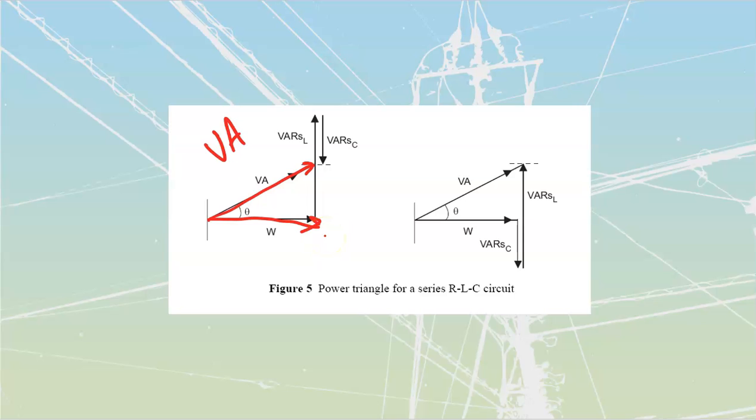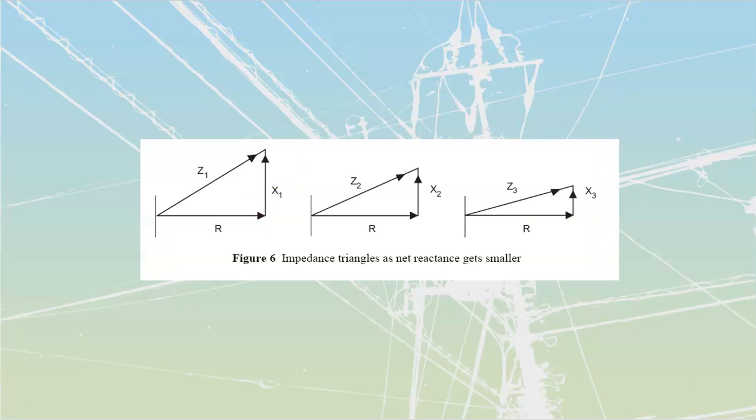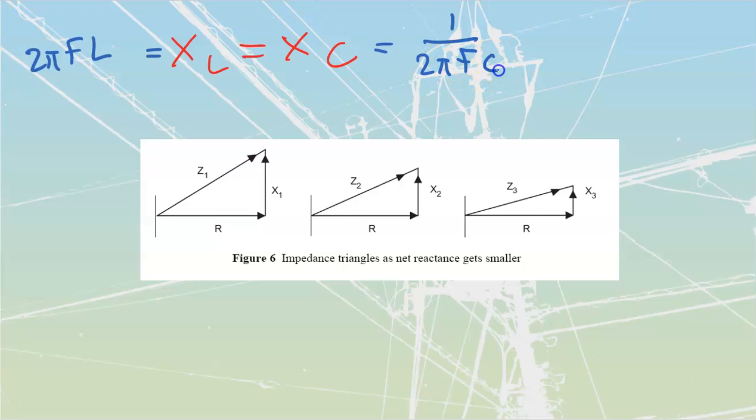What would happen if we had these two at the exact same values? As soon as we start to bring our XL to the same point as our XC, we would reach a point that is called resonance. And you can really just examine the formulas for these. XL is equal to 2 pi FL, and XC is equal to 1 over 2 pi FC.